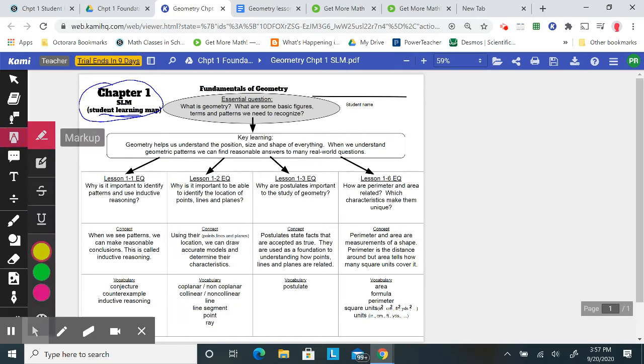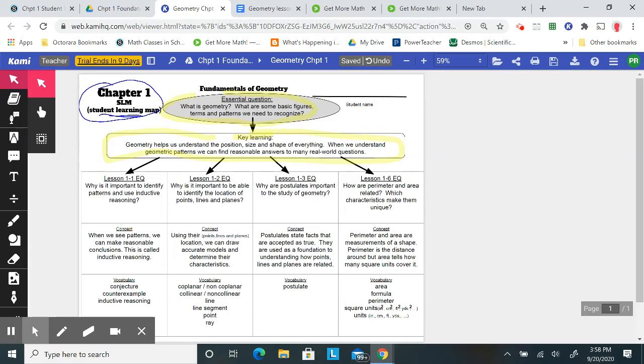But I will let you know that if you take a look at the very top, there's going to be an essential question. And in chapter 1, actually there's 2 of them: what is geometry? And what are some basic figures, terms, and patterns that we need to recognize? And right with the essential question goes the key learning. Right below it, just follow the arrow. It starts out by saying geometry helps us understand the position, size, and shape of everything. When we understand geometric patterns, we can find reasonable answers to many real-world questions.